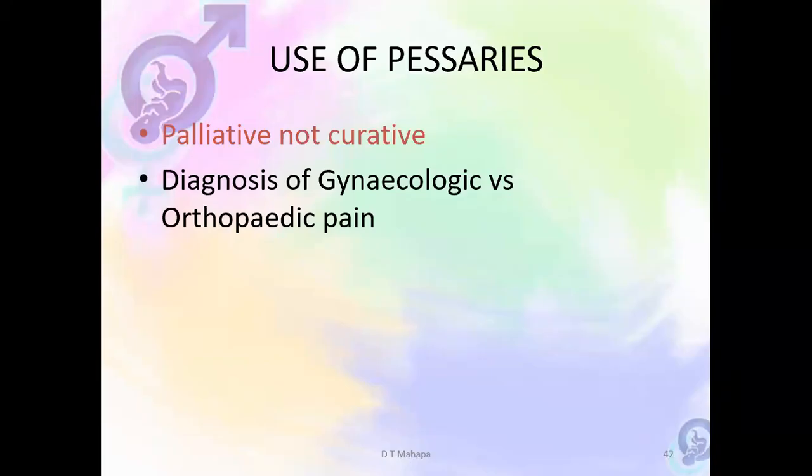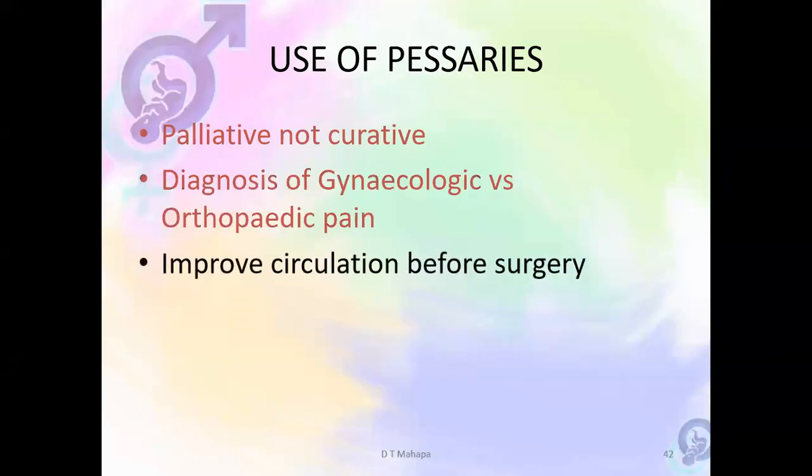You know, orthopedic backache is backache that is not relieved by a pessary. We must know it's in the spine. But if it's gynecological, it's a lower backache due to stretching of the uterosacral ligaments. One can confuse it that it's a bony pain, while it's not a bony pain. So if we put a pessary and it alleviates the pain, you know it was a gynecological pain.